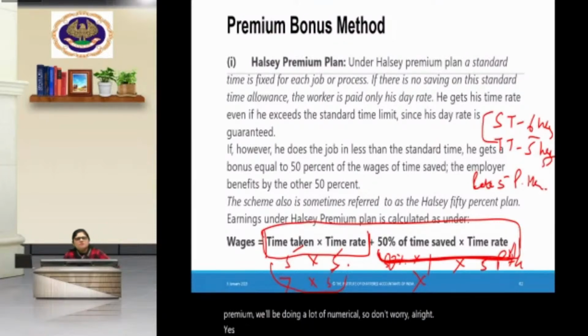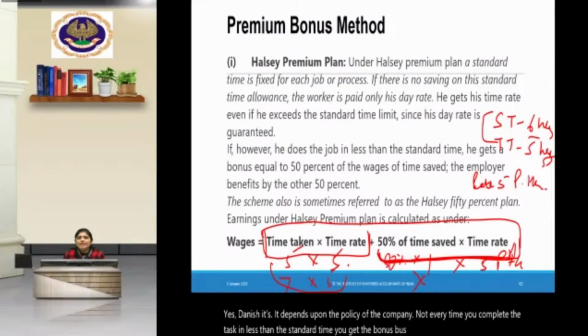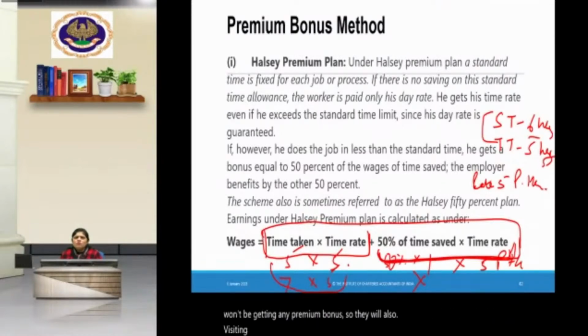Yes, Dhyanesh, it actually depends upon the policy of the company. Not every time you complete the task in less than the standard time do you get a bonus. But yes, in most of the organizations, they give it. Otherwise, why would the worker or the employee finish the task in less than the standard time if there is no incentive? Incentives are always a motivation for the employees to work better and be more efficient. If they won't be getting any premium bonus, they will be sitting idle. So in most organizations, they have premium bonus policies.